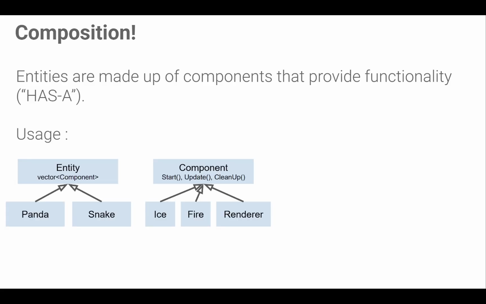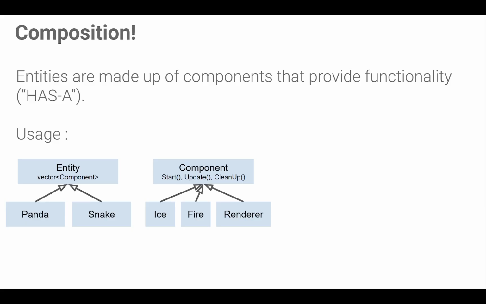Okay? This is how they tend to be organized. You tend to have some sort of entity or actor data structure, and the only thing this is, okay, is a list, a vector of components, okay? That's all it is. You are nothing more than the components that make you up, okay? This is in Unreal Engine called the actor class, okay? And so you might have an actor that is the panda, or you might have an actor that is the snake.